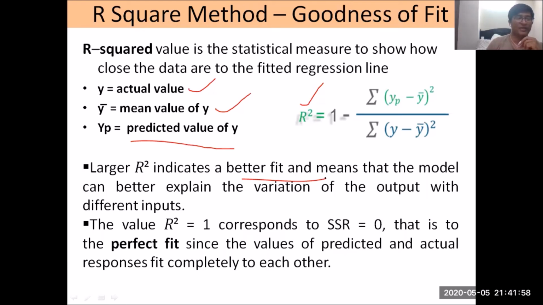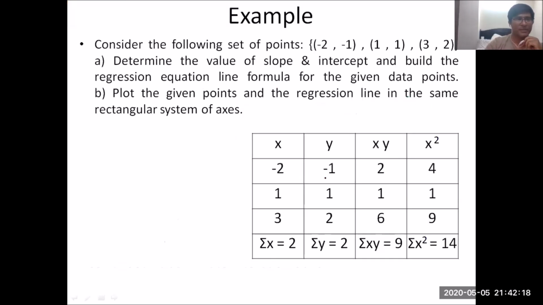And suppose R square is equal to 1, that would indicate 100%, which corresponds to an SSR value of 0. That is a perfect match, or a perfect fit, sorry. The predicted and the actual responses are completely fitting together, which in real senses is not possible every time. So we'll take a practical example also in order to understand.